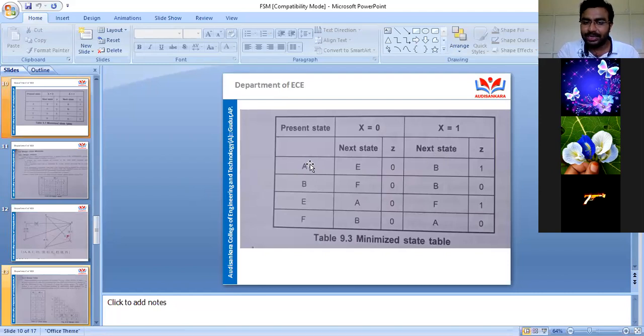Either you can write state A or you can write state C. You can write any one of them. And likewise, you can write either state B or you can write state D. Since they are equivalent to each other, we can replace one. We can remove one, students. State A is written, state B is written. Since C is equivalent to A, I'm not writing that. Since D is equivalent to B, I'm not writing that. The remaining two states, E and F, are written.